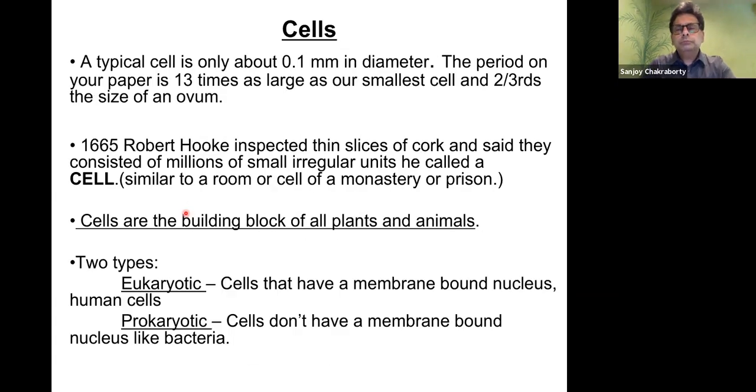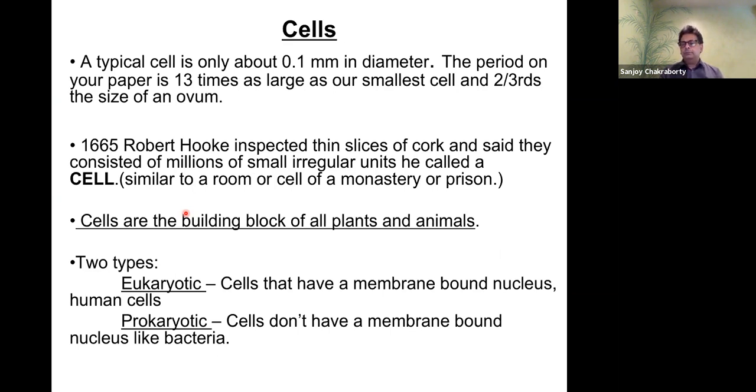So Robert Hooke, when he was working with a microscope, was looking at a slice of cork, and he saw millions of tiny units that look like beehives. He called them cells, like the cell of a prison, meaning it is surrounded by walls everywhere. So that became the name of the cells.